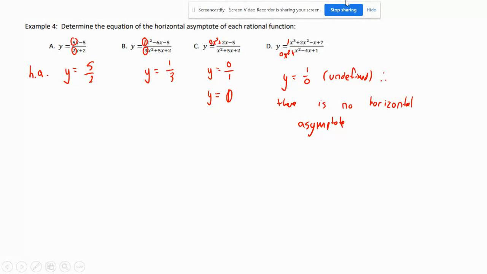All right, so guys, hopefully this makes sense for a little shortcut we can do. Just by taking a look at the coefficients of each term, we can figure out what the horizontal asymptotes are going to be.